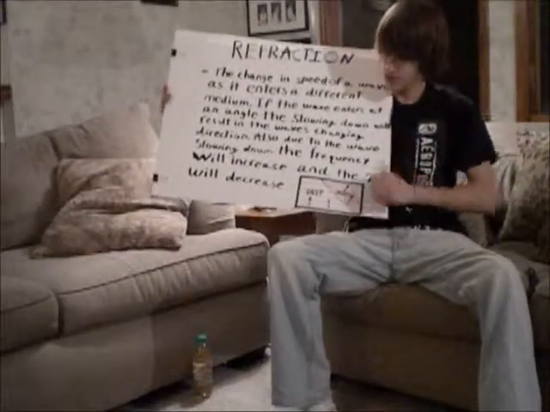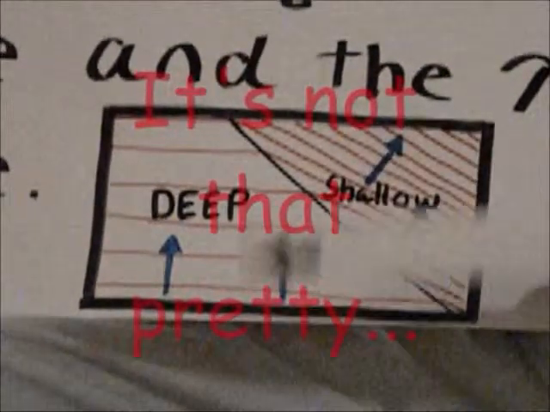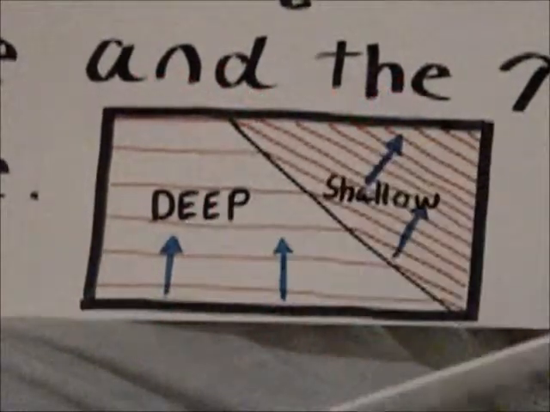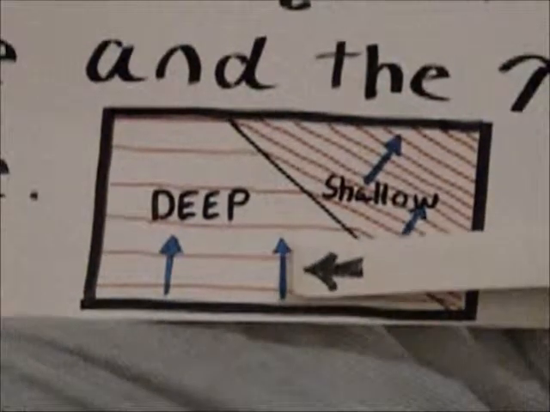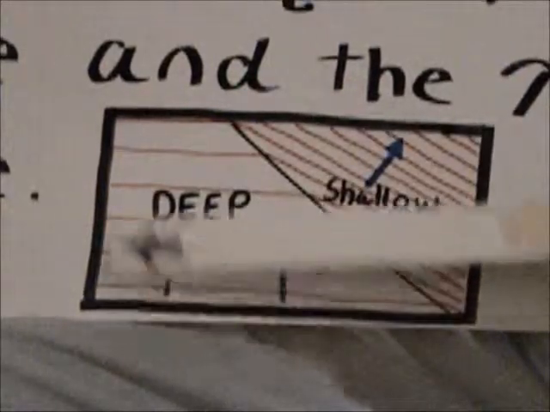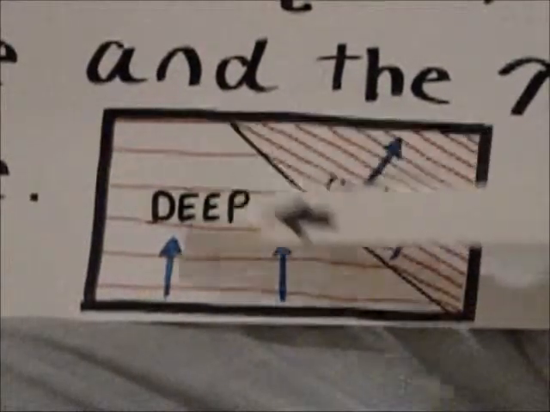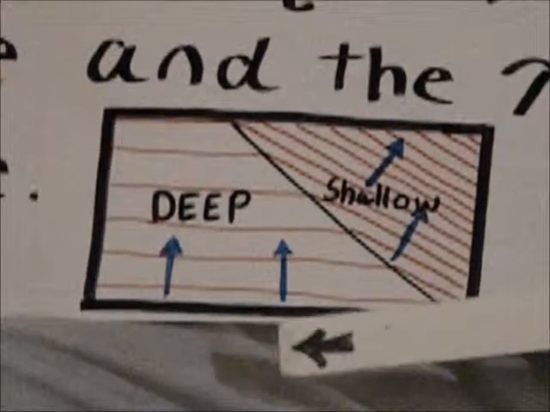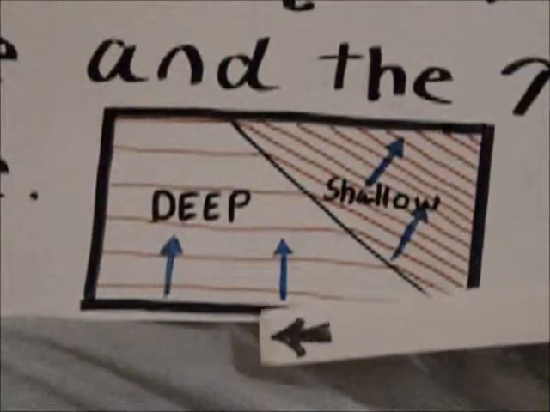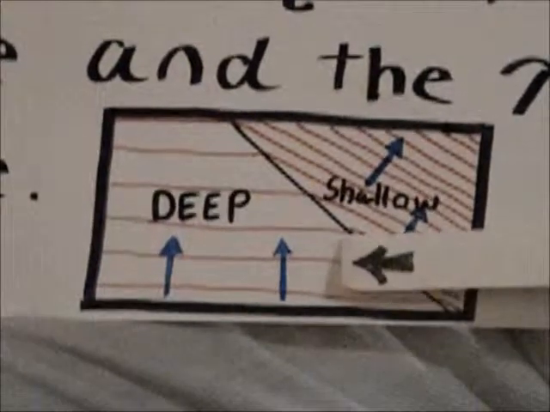You see, I made a little pretty diagram right here. As you see, this is the diagram. The red lines represent the waves, and the blue arrows represent the direction of the waves. This is a deep portion of the water, and this is shallow, and that's the barrier where it becomes shallow.